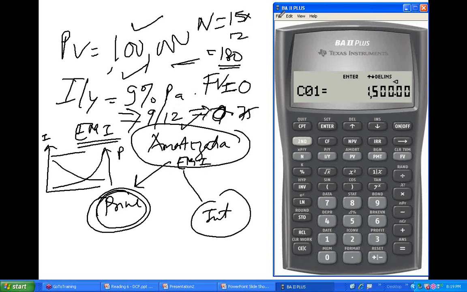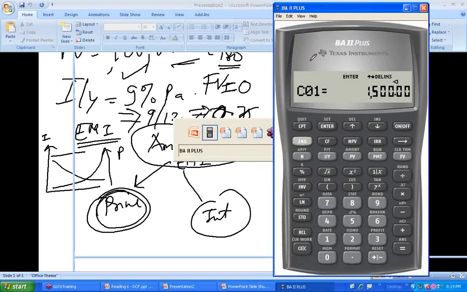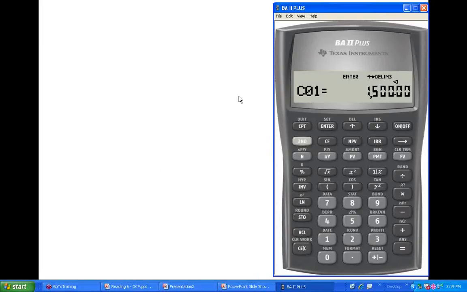Now how do you solve this in your calculator, the BA II Plus? We can solve the same thing in our BA II Plus. So first, let's start our calculator. Let's say we have started our calculator. What we have is 100,000.